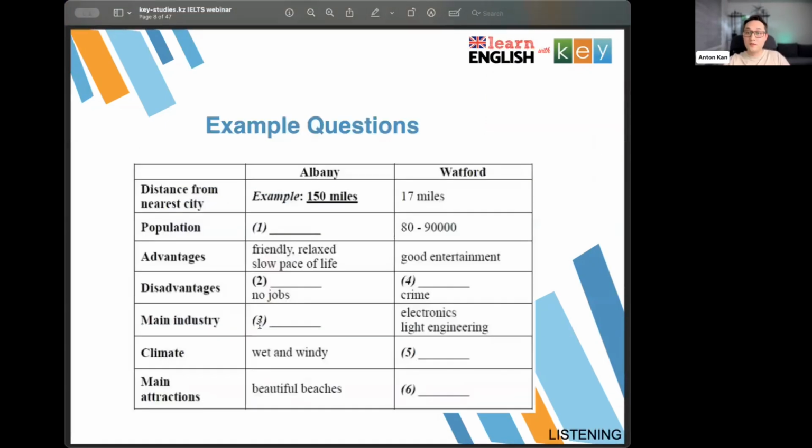This is one of the examples of part 1 listening task. It's table completion. I believe you're going to see them a lot in your preparation and actual tests. Very popular task for listening.